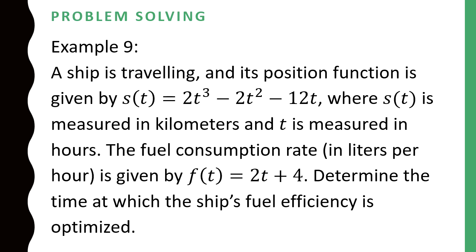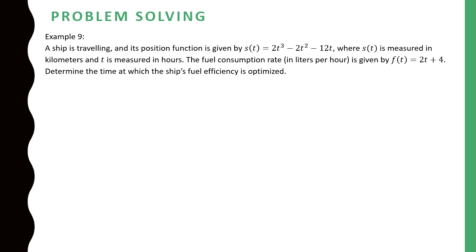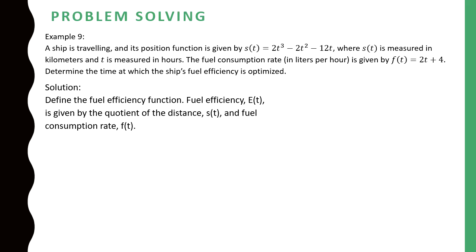Again, this is another example of an optimization problem. However, in this case, we're trying to optimize fuel efficiency. To solve, we have to define first the fuel efficiency function. So fuel efficiency, which is given by E of t, is given by the quotient of the distance, s of t, and the fuel consumption rate, f of t. So s of t is 2t cubed minus 2t squared minus 12t, and f of t is 2t plus 4. So we divide s of t by f of t.